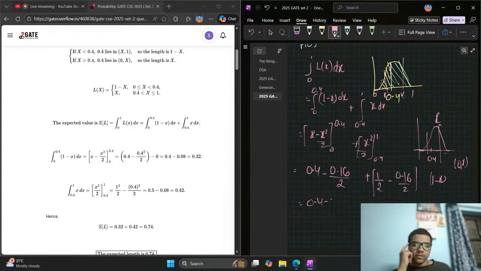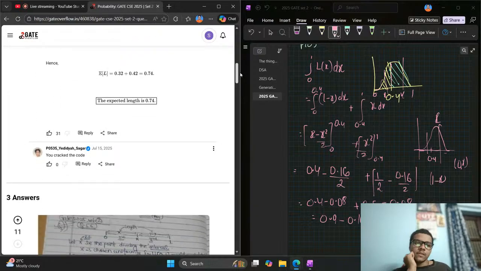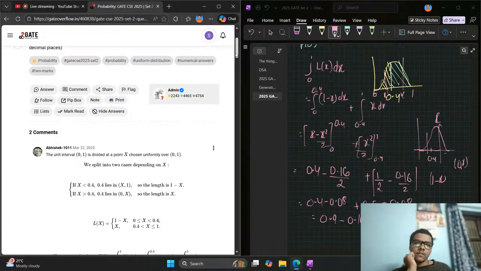How much is this? 0.08. So 0.4 minus 0.08 plus 0.5 minus 0.08. That is 0.9 minus 0.16. 90 minus 16, how much is it? 74. So 0.74. Is that the answer? Yes, it is the answer.